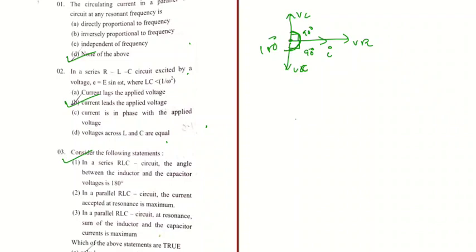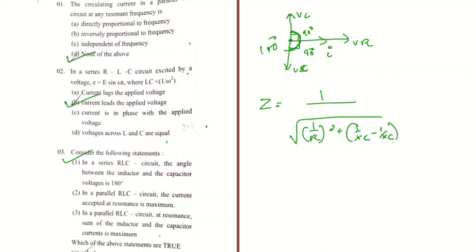In a parallel RLC circuit, the current at resonance is maximum. So let's see what the impedance of a parallel RLC circuit is. It is equal to 1 divided by root of (1 divided by R) the whole square plus (1 by XL minus 1 by XC). This is the equivalent impedance of a parallel RLC circuit.